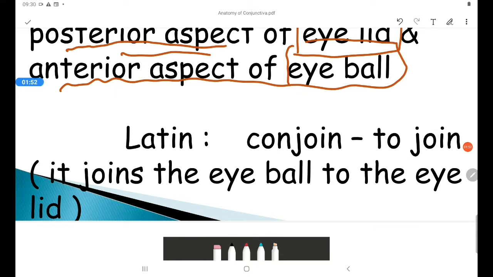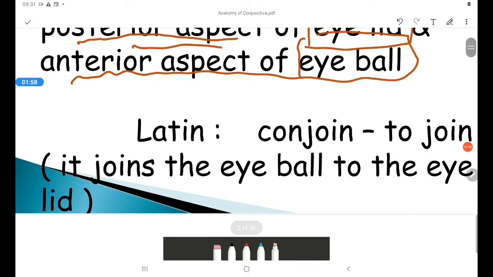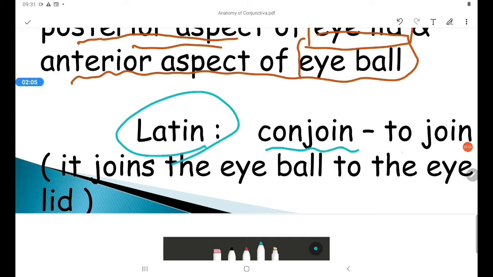What does the word conjunctiva mean? It's a Latin version of the word conjoin, which means to join. That means it joins up the eyeball to the eyelid.